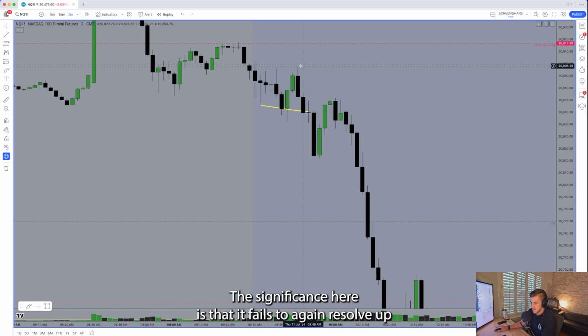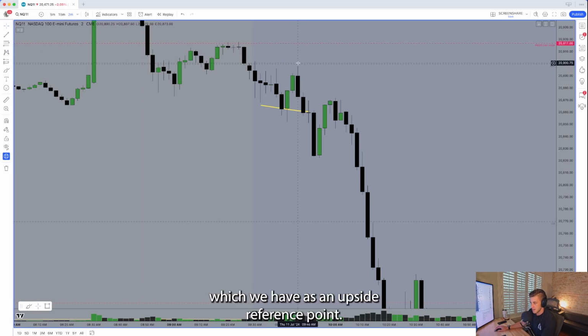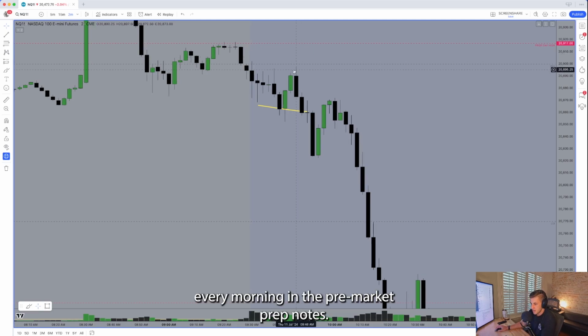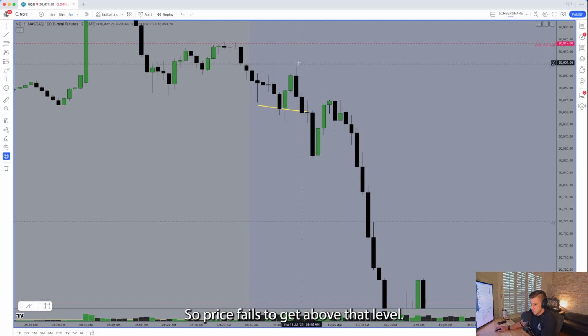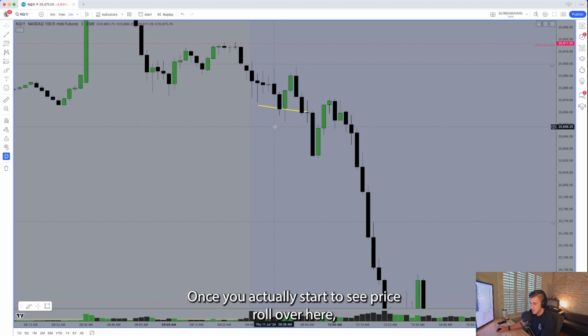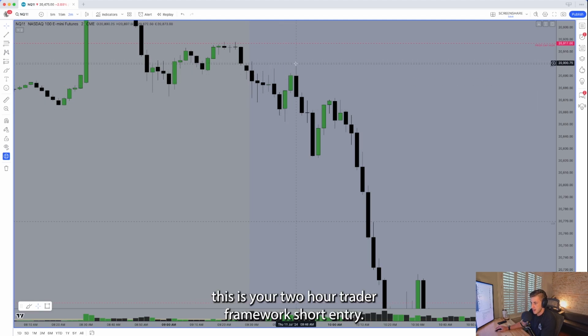The significance here is that it fails to resolve up and through that 20,900, which we have as an upside reference point. These are levels that are posted in the Traders Think Tank every morning in the pre-market prep notes. So price fails to get above that level, no retest of the prior day high, starts to roll over. Once you actually start to see price roll over here, this is your 2-hour trader framework short entry.